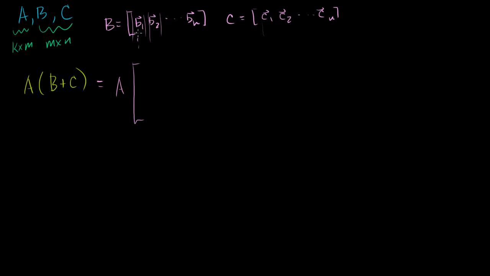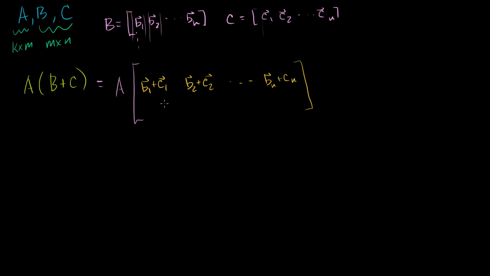When you add B plus C, the definition of matrix addition is you just add the corresponding columns, which essentially boils down to adding the corresponding entries. So the first column is going to be equal to B1 plus C1. The second column is going to be B2 plus C2. And you're going to go all the way to the nth column, which is going to be Bn plus Cn.